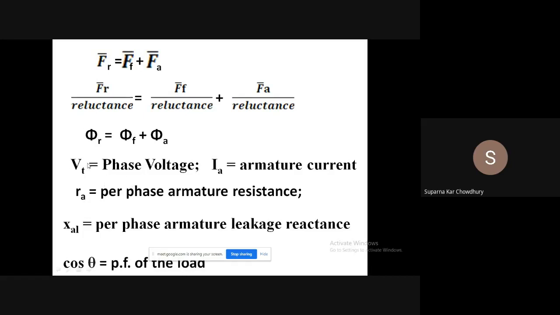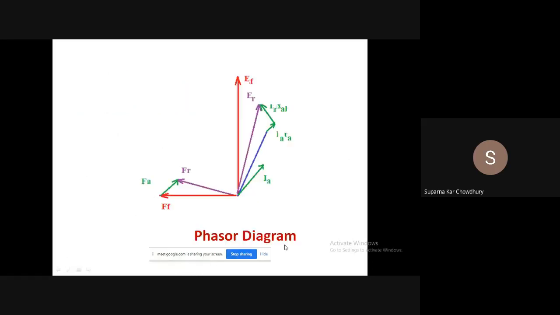Now let us consider Vt as the per phase voltage, Ia the armature current, Ra the per phase armature resistance, Xal the per phase armature leakage reactance, and cos theta the power factor of the load. Then this will be the phasor diagram. This is Ff, the field MMF. This field MMF induces an EMF lagging it by 90 degrees, so this is Ef.